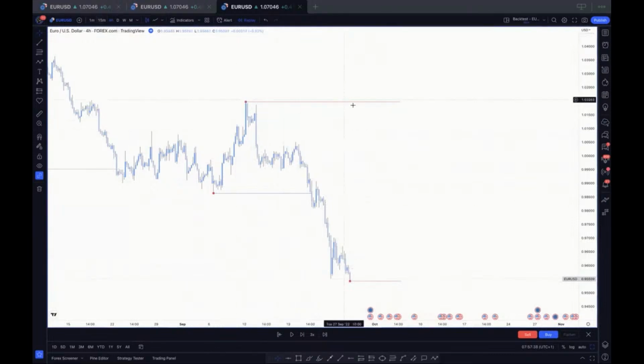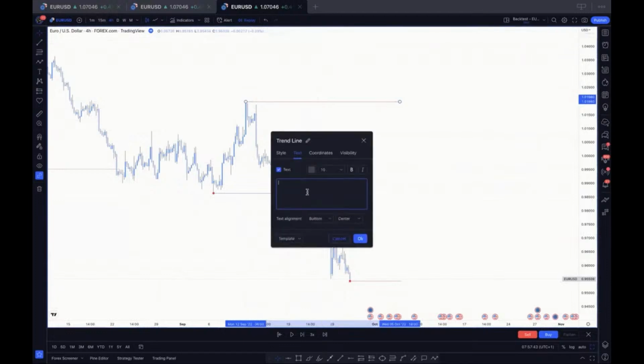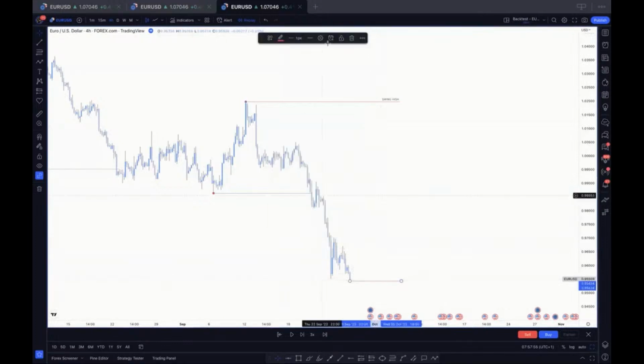Sorry. Oh, one more thing. Let me also just do something. On this line also, I can just add a text. So let me just say swing high. I'm just going to put that on top and then put that to the right, so I know that. The same thing here.